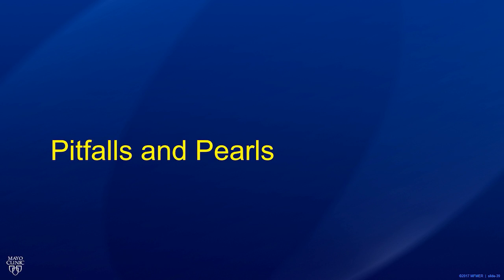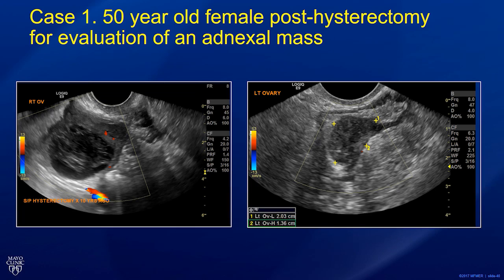Next, moving on to a few pearls and pitfalls that I think hopefully you will learn from as we did. So the first case is a 50-year-old female post-hysterectomy for evaluation of an adnexal mass. And you see the right ovary with the typical hemorrhagic cysts and lace-like internal echoes, and what is labeled as the left ovary has a solid hypovascular lesion. Now, I would like to call your attention to that appearance of what is labeled as the left ovary, as I think you'll appreciate perhaps going forward that it may actually have a sonographic bowel signature to it.